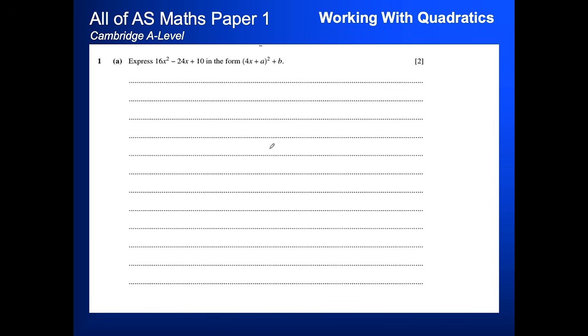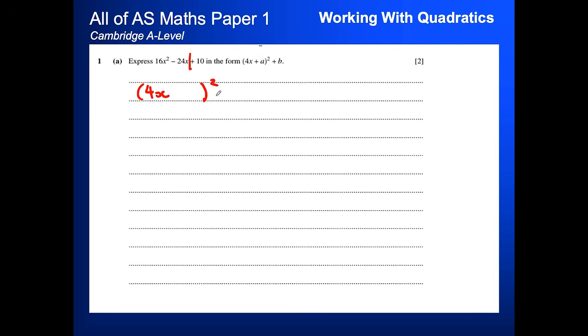So we're going to use a bit of completing the square for the first part, and we want to express 16x squared minus 24x plus 10 in this form. So the way I tend to do these problems is I ignore the plus 10 for the moment. I will come back to that at the end. And I think, right, I want to generate this 16x squared minus 24x. So we're told in the question this needs to be a 4x.